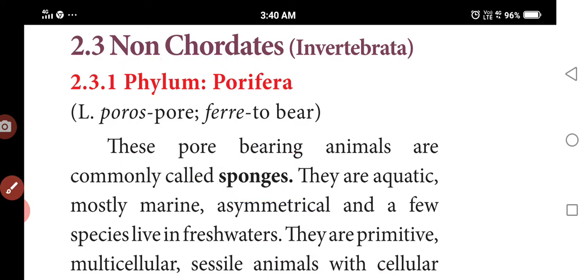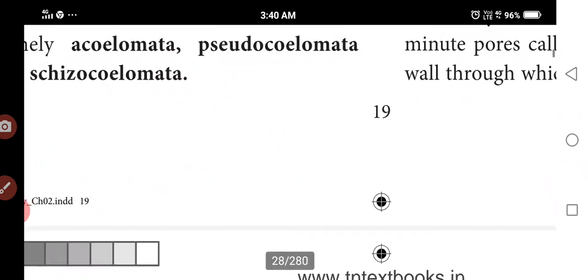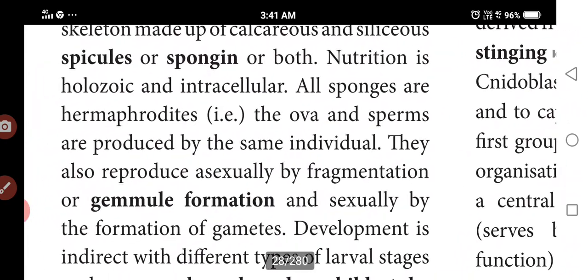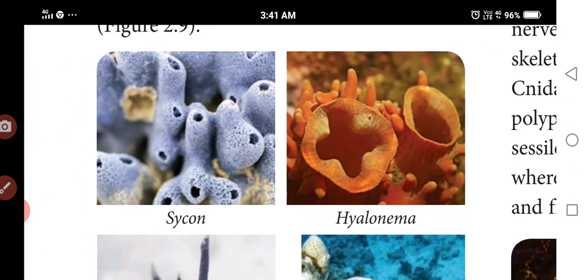They are asymmetrical, with an absence of symmetry. You see that? This is a sponge. Some pore-like structures are here. Minute pores are here. These pores are called ostia.